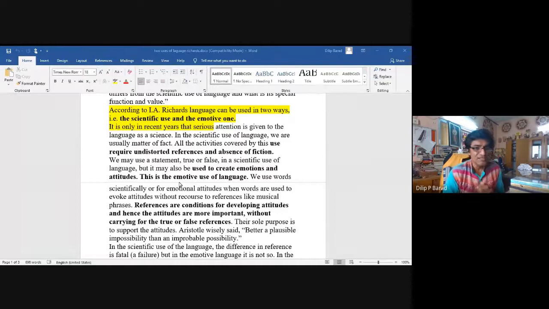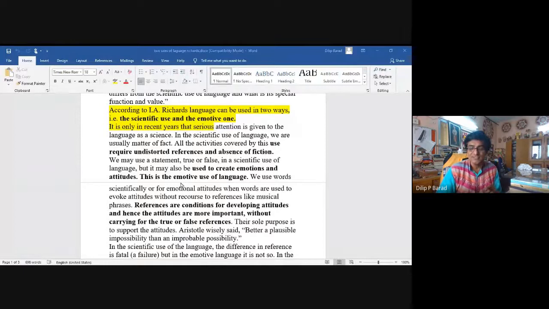It is only in recent years that serious attention is given to language as a science. In the scientific use of language, we are usually matter of fact. All the activities covered by this use require undistorted references and absence of fiction. We may use a statement true or false in a scientific use of language, but it may also be used to create emotions and attitudes. This is emotive use of language.